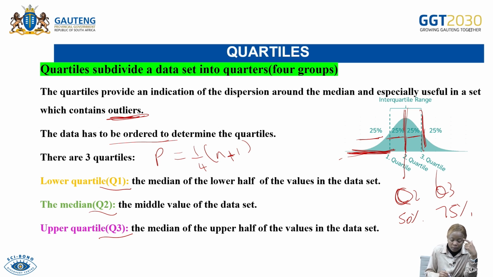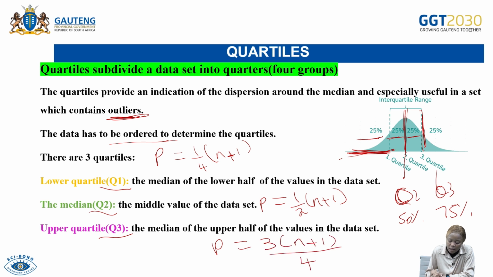And then the median, I had already explained this one. We said to find the position of the median, you have to say 1 over 2 into n plus 1, right? And then the last one, which is Q3, to find the median of the upper half of the data set, you are going to say P equals 3 into n plus 1 all over 4. Why are we saying 3 over 4? Because it is 75% of the data set, and if you convert 75% to a number, you get 3 over 4.